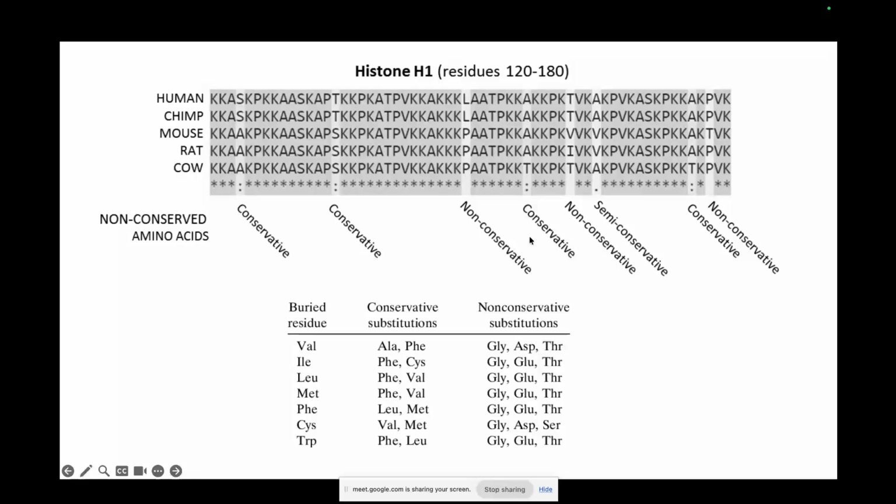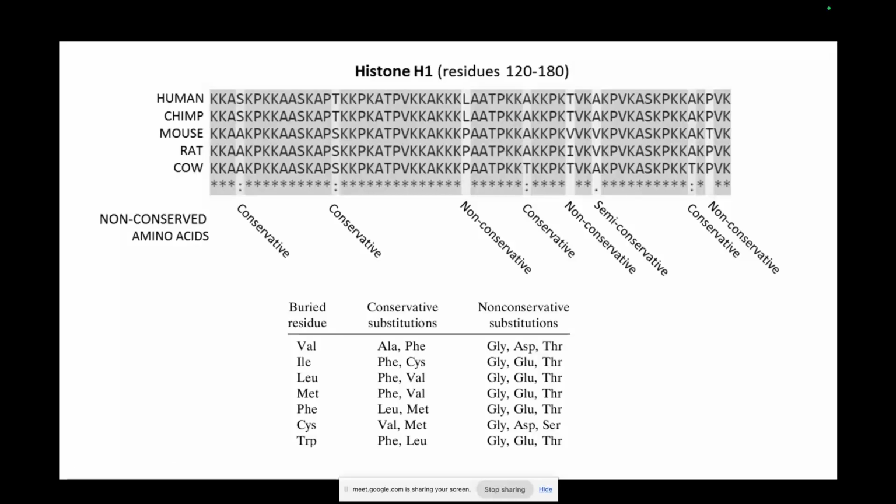And there are some regions where if you put in a similar type of mutation, it won't change much of the structure or the function of the protein, so it is non-conservative in nature. So there are different substitutions that can lead to this conservative or non-conservative nature of histones. So these are the set of combinations that can happen. So if you have a valine residue, the conservative substitution for the valine residue would be alanine or phenylalanine. Or if you want to do a non-conservative substitution, those would include lysine, aspartate, and threonine, right?